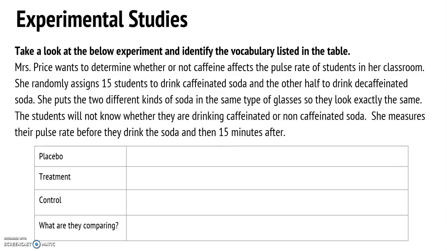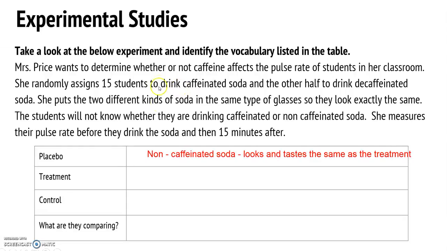So Mrs. Price wants to determine whether or not caffeine affects the pulse rates of students in her classroom. She randomly assigns 15 students to drink caffeinated soda and the other half to drink decaffeinated soda. She puts the two different kinds of soda in the same type of glass. They look exactly the same. The students will not know whether they're drinking caffeinated or non-caffeinated soda. She measures their pulse rate before they drink the soda and then 15 minutes after.